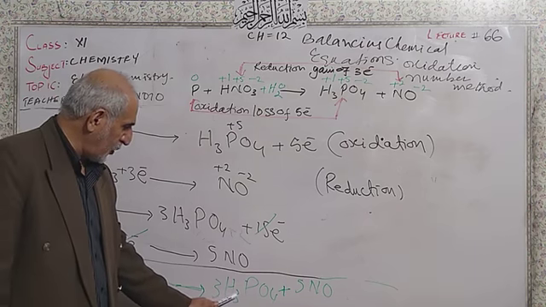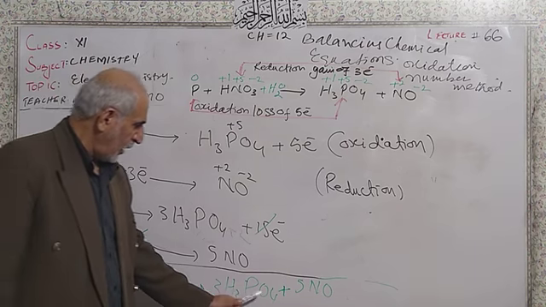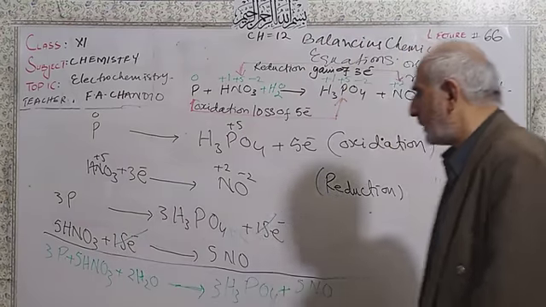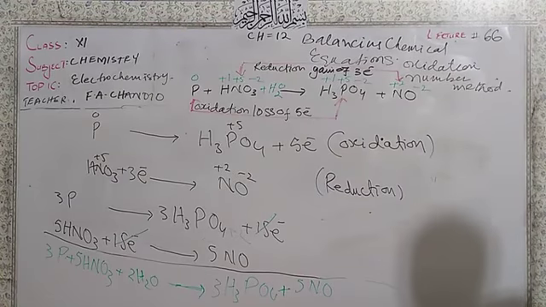3 and 3 hydrogen, and 4 oxygen, 4 and 5, 9, 5 nitrogen, there are 5 nitrogen, 3 phosphorus, your equation is balanced. Your equation is balanced now.